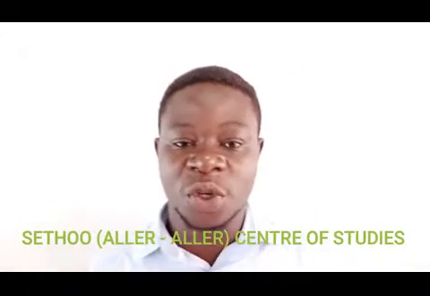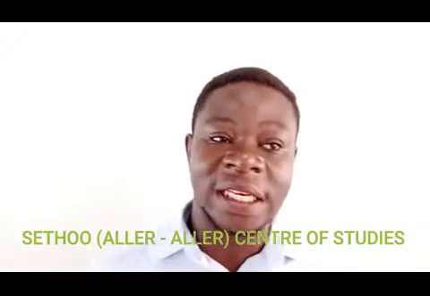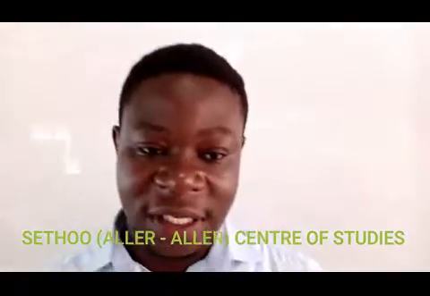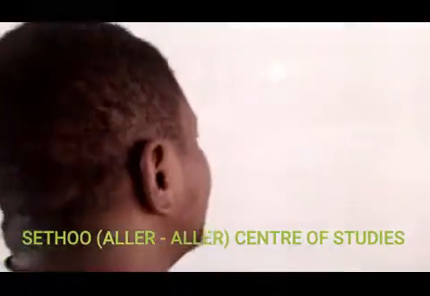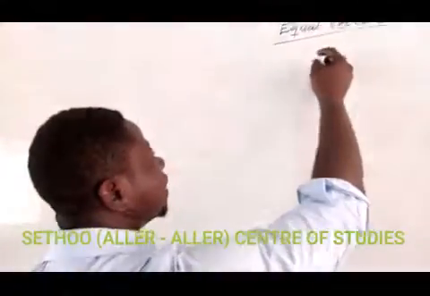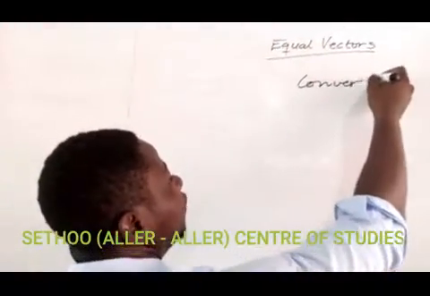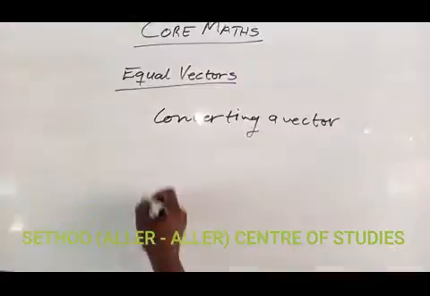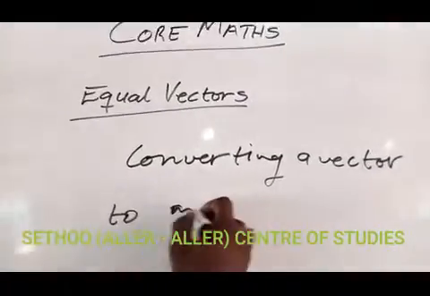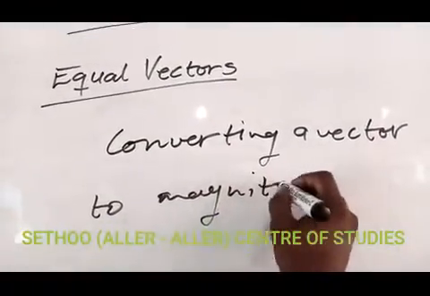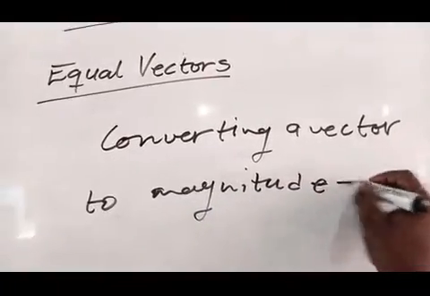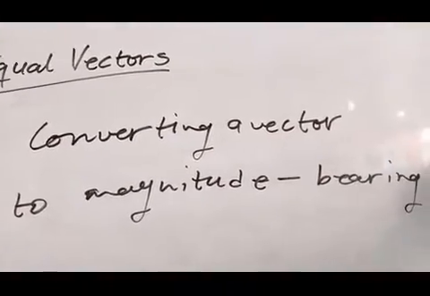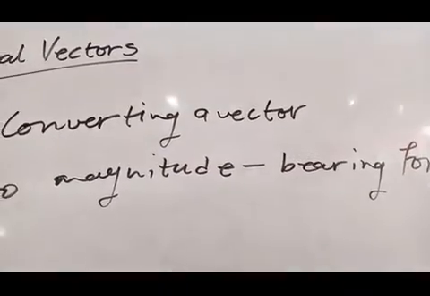We are going to continue with the vectors from where we ended the last time, and we are going to continue with equal vectors. The last time we went through converting a vector to magnitude bearing form. That is the last thing we did.